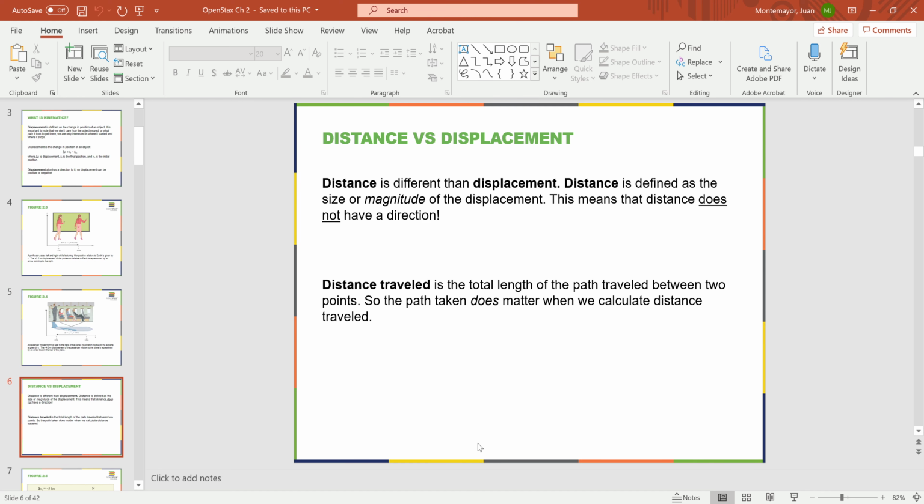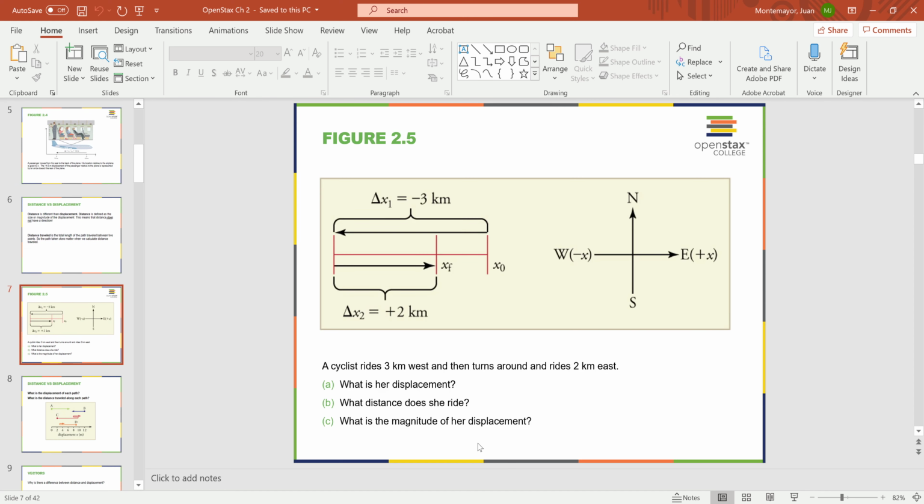So now here's where the difference is with distance. While yes, we have displacement, distance is the magnitude of displacement. So distance will only be the numerical value of displacement because distance does not have a direction. Distance traveled is the total length of the path traveled between 2 points. So the path taken does matter when we calculate distance traveled, and we'll see some examples in the next slide.